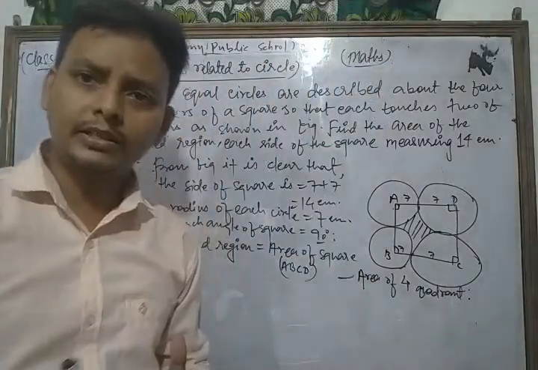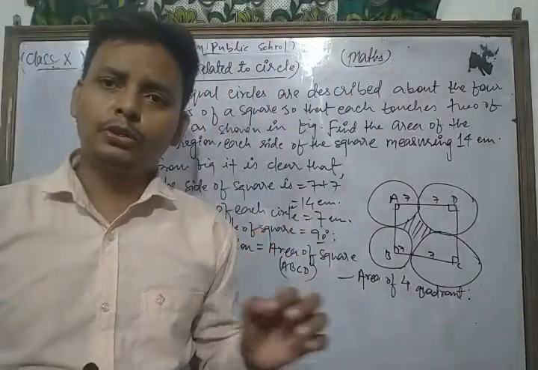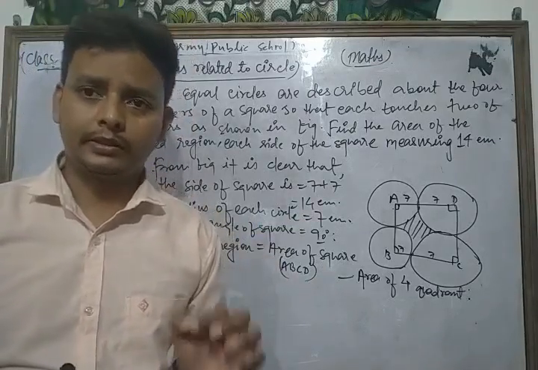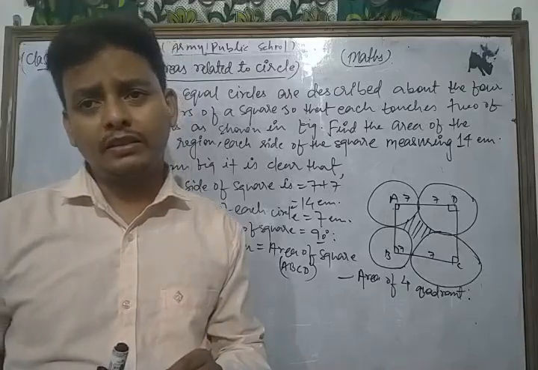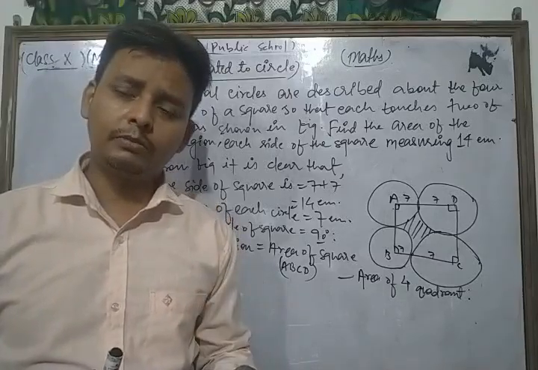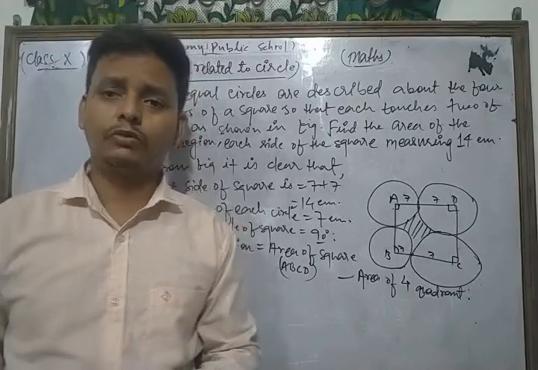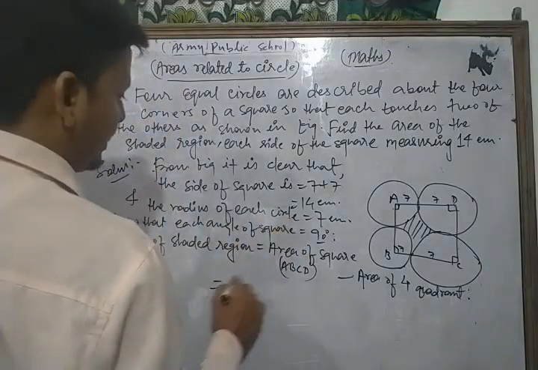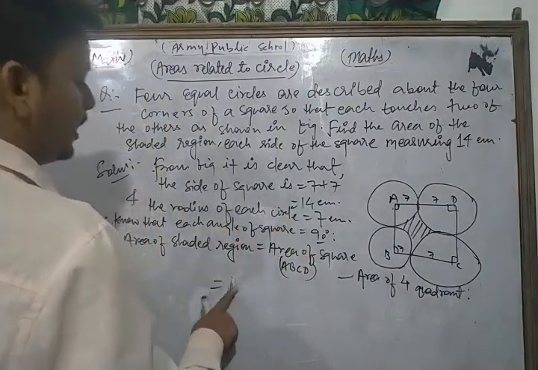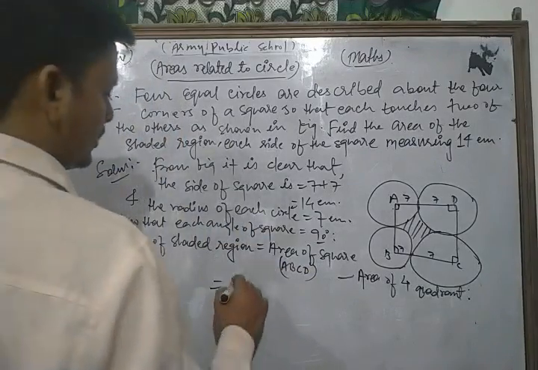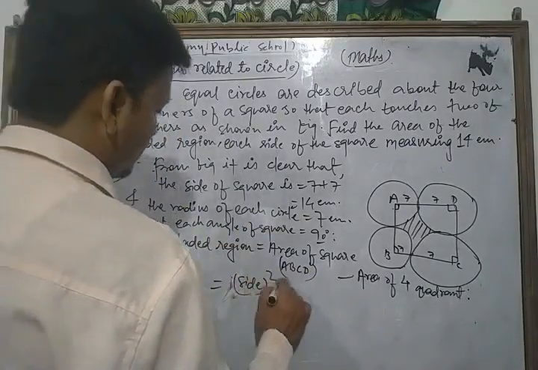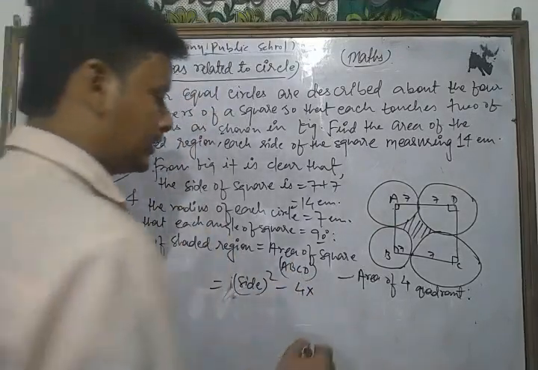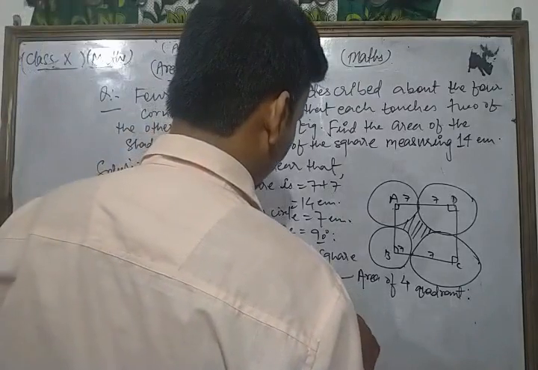Dear friends, we already discussed that a 1/4 part of the circle is called a quadrant, and the area of a circle is what? Pi r square. So the area of a quadrant will be pi r square by 4, because it is 1/4 part of that. So in this way, the area of square, you know the formula, is side square, minus area of 4 quadrants, which means 4 into the area of each quadrant, that is pi r square by 4.